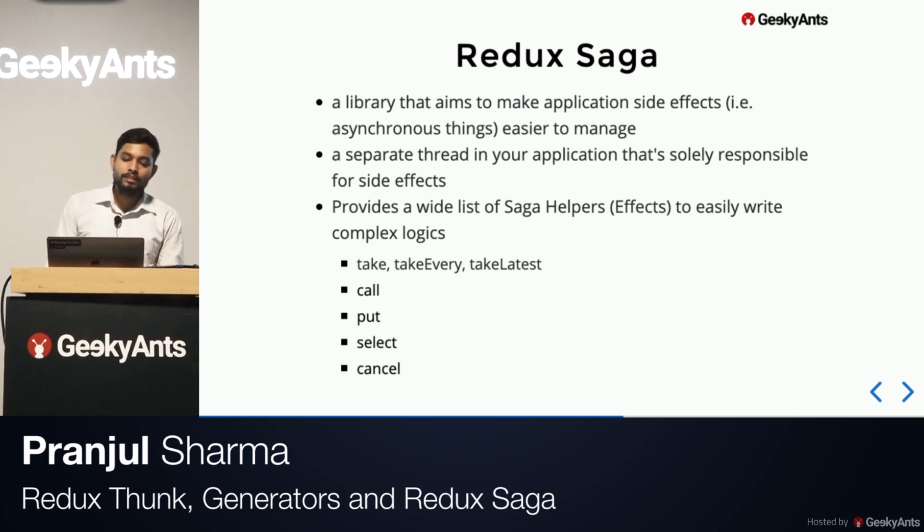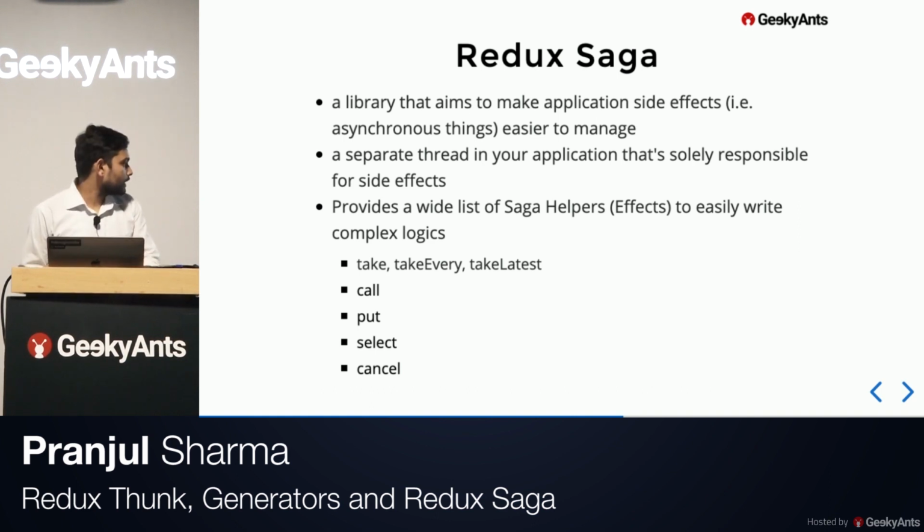It provides a wide list of Saga helpers which we can use to write complex logic easily. Sagas are divided into two things. Actually not divided, the pattern is divided into two things: one is the watcher saga, one is the worker saga. The watcher saga listens for a specific pattern to occur from action creators, and then it calls the corresponding worker saga. We use takeEvery and takeLatest effects in the watcher saga, and the others, take, call, put, select, cancel, we use in the worker saga.